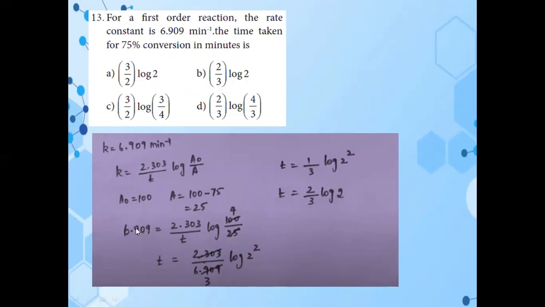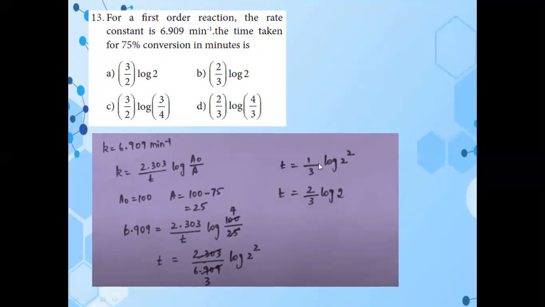So K value is 6.909 equal to 2.303 divided by t into log of A naught value 100 divided by A value 25. So we cancel each other and we get 4 here. Only t we are going to calculate, so we need to bring the t to the left hand side. So t is equal to 2.303 divided by 6.909 into log of 4, which is 2 squared. This one cancels, this one is 3 times.